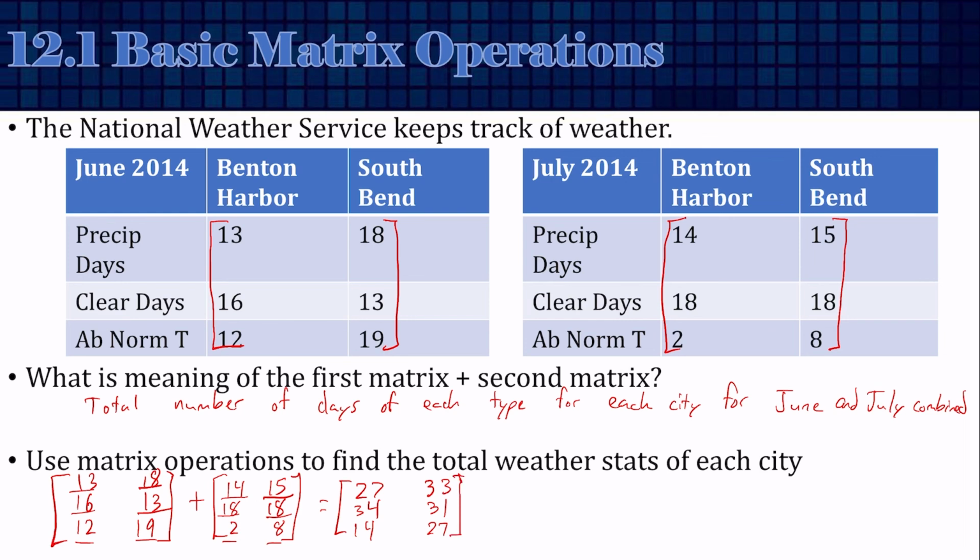So what's that mean? It means Benton Harbor had 27 days of precipitation in June and July. South Bend had 33 days of precipitation. Benton Harbor had 34 days of clear, and South Bend only had 31 clear days. Benton Harbor had 14 days that were above normal temperature, but South Bend had 27 above normal temperature days.